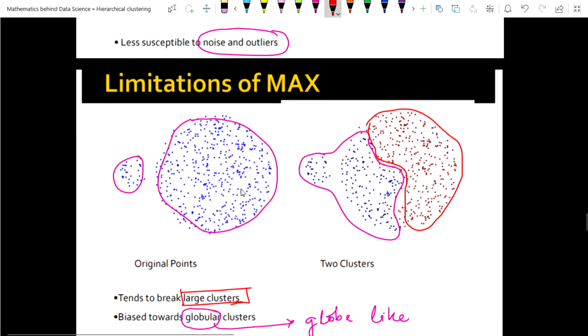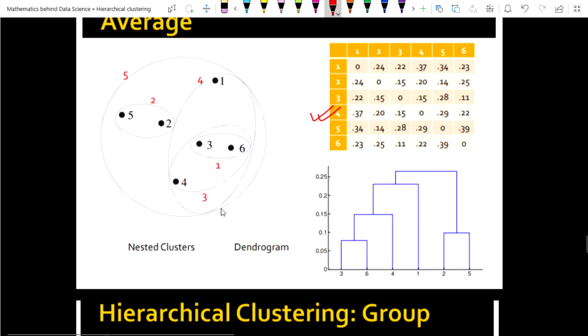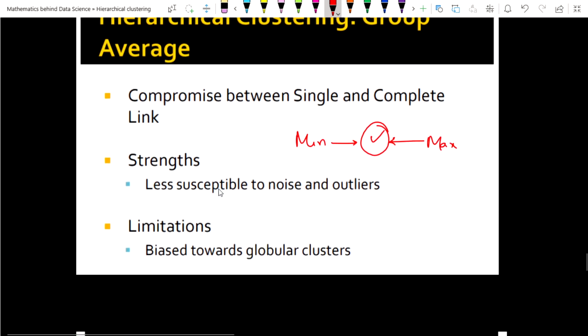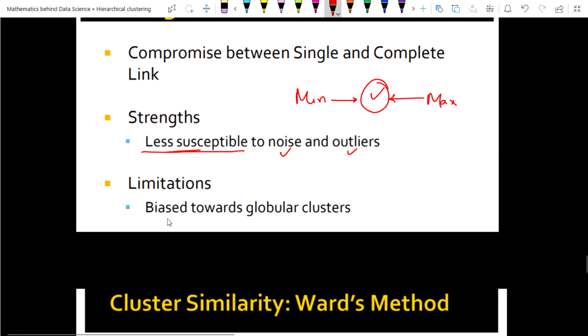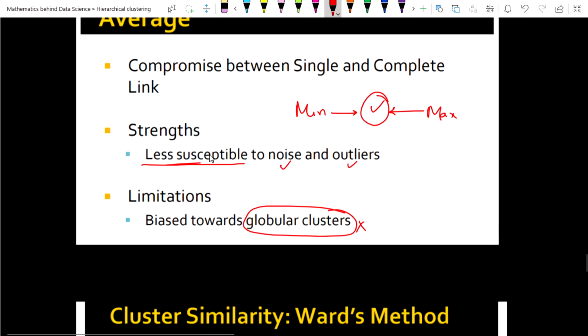That we have already seen in the advantage of the max one, so this is also one of its strengths. It is less susceptible to noise and outliers. And the limitation is that it is biased towards globular clusters, so it cannot separate different kinds of globular clusters. Okay, this is the main strength and limitation of group average.